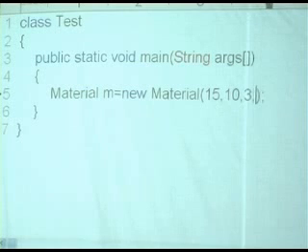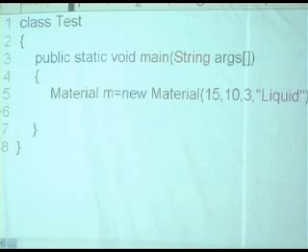And let's say this material is liquid. So we put in liquid there. Okay. So we have created a material with a selling price of 15 rupees, 10 rupees is the cost price, 3 days is the shelf life, and the state of the material is liquid. Now this is a material object. We have created that.